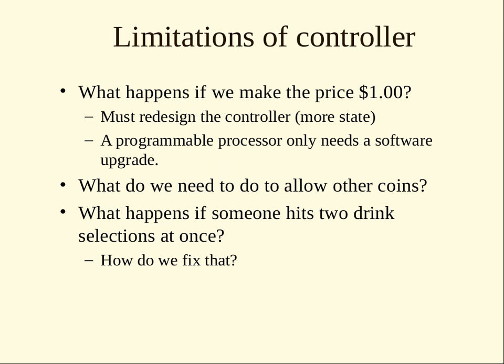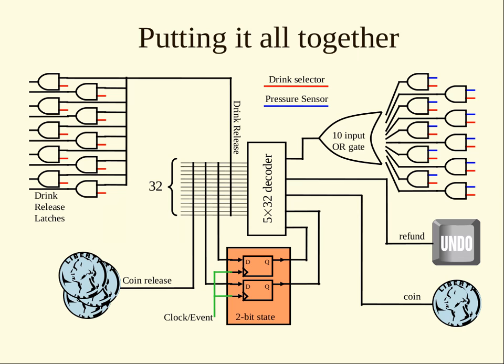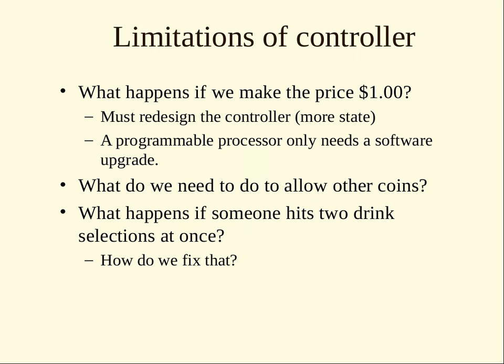All right, here's another one. What happens if we make the price $1? Oh! Update your coin drive. Because you have to change the hardware, with 4 states instead of 3. Yeah, we must redesign the controller. We must add more states.